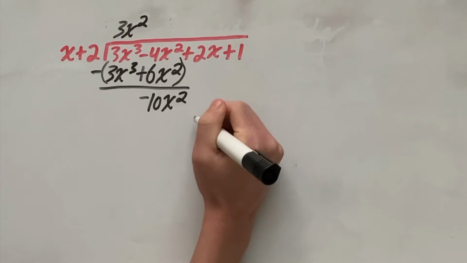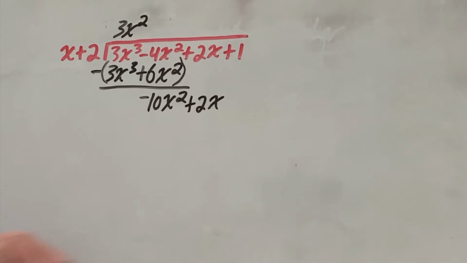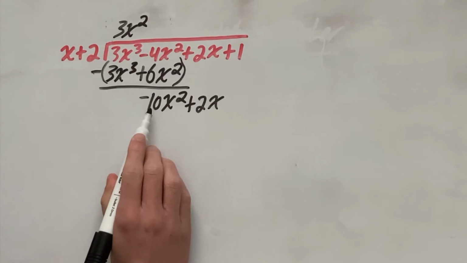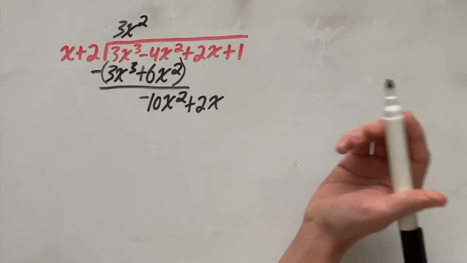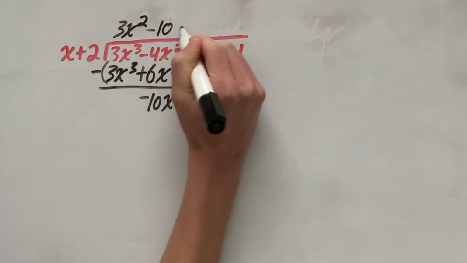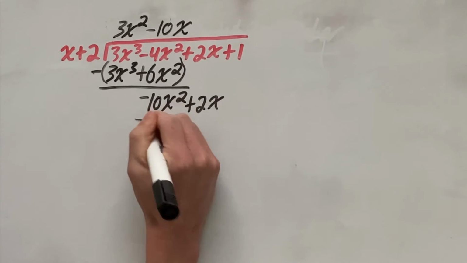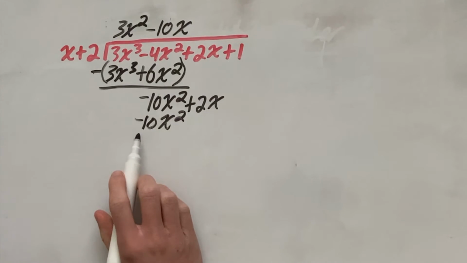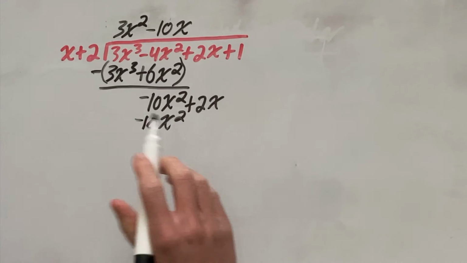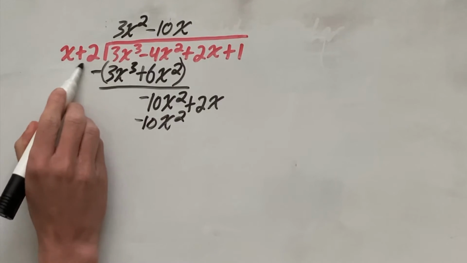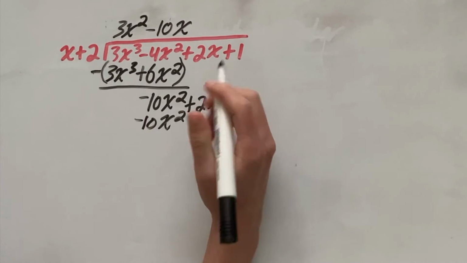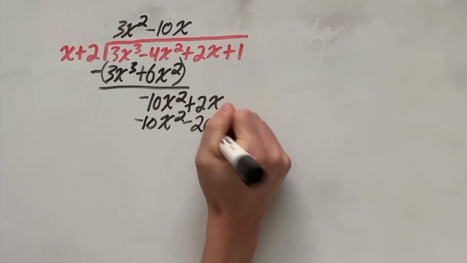Next up, we're going to bring our next term down, which is 2x. And we're going to go back to the start and repeat our process. So what do we need to multiply x by to give us negative 10x squared? That would be negative 10x. So we write negative 10x up the top, and then that comes down here as well, because negative 10x times x is negative 10x squared. And we do the same for the 2. Never forget to do the 2 as well, or the second term. So 2 times negative 10x is negative 20x.